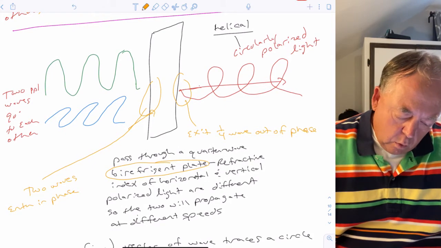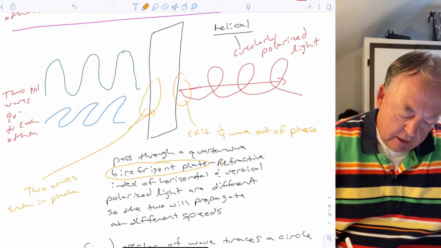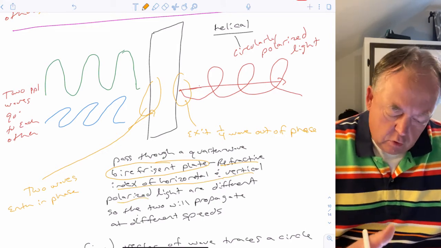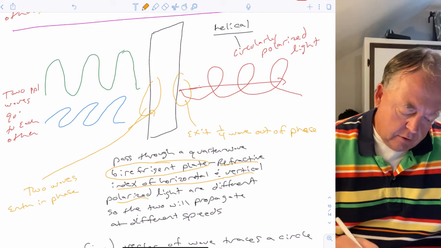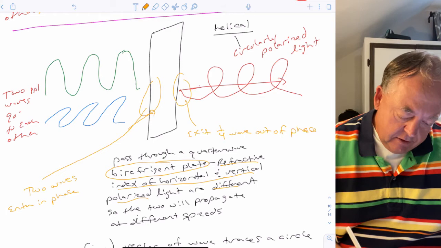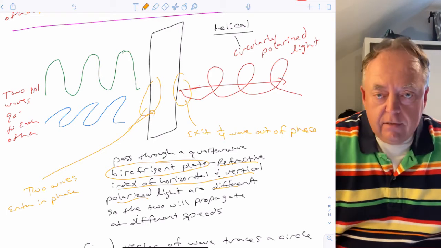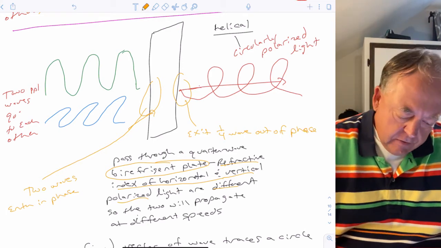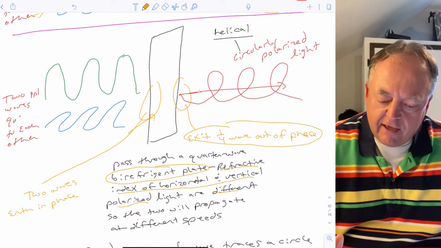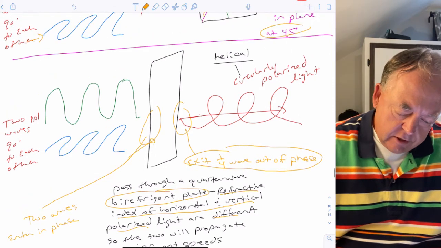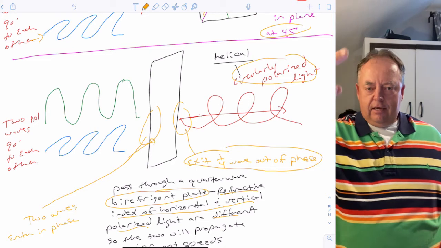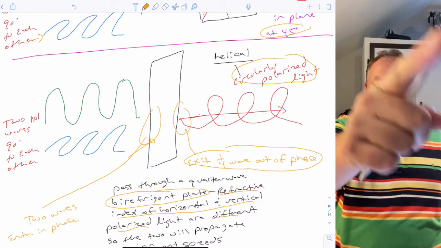And so what happens in this type of plate is that the refractive index of horizontal plane and vertical polarized light is different. So the two waves pass through this plate at different speeds. One is going to propagate a little bit faster than the other. If they exit a quarter wave out of phase, then what you have is what's known as circularly polarized light.